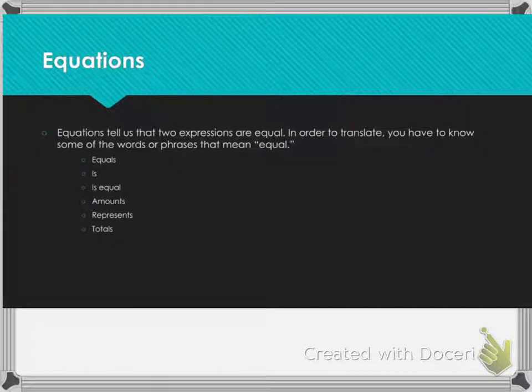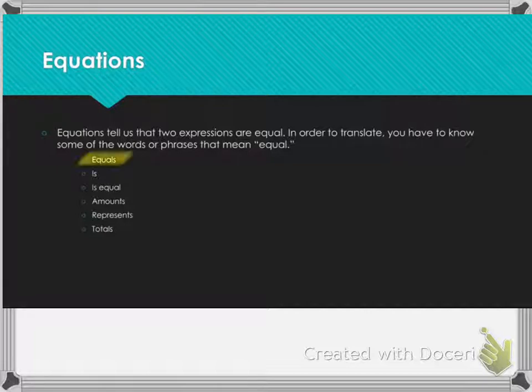So what I want you to do is in your journal, I want you to make a list of these words. These are words that tell us equal. Of course, this is not all of the words that tell us that something is equal, but it gives you an idea of some of the ones that are most frequently used. When you are reading these phrases, you need to keep an eye out for these types of words.